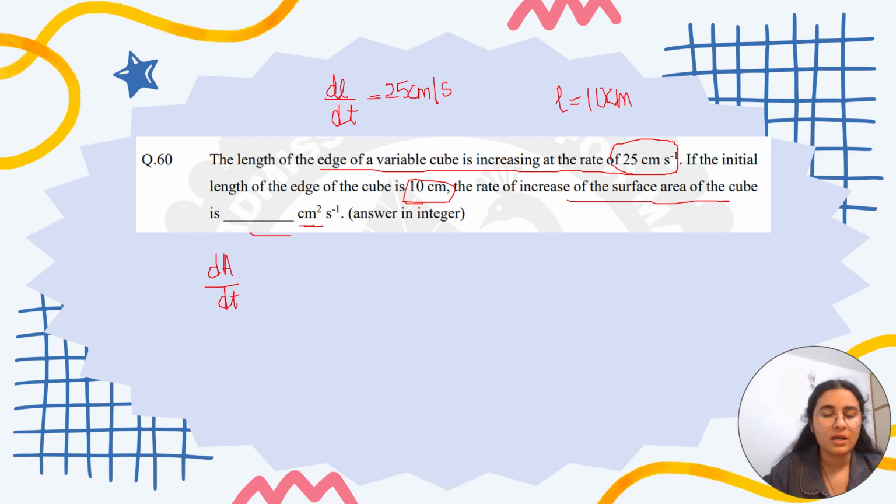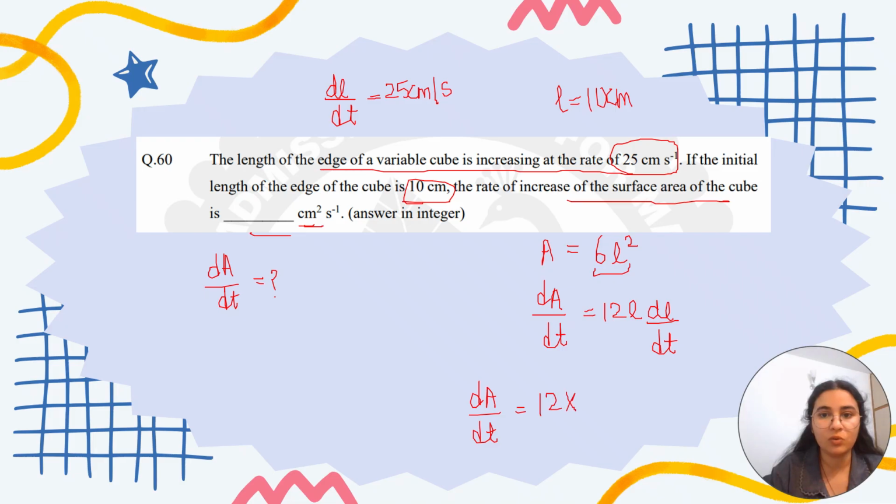You can see here, the area per unit time, that is the rate of change of surface area with respect to time, we have to find. We know that the total surface area of this cube is 6L square. If I differentiate it with respect to time, it will be 12L dL by dt. Now we will substitute the values. 12 into length, which is 10, into dL by dt, which is 25. If we multiply all of these, it will come out as 3000.